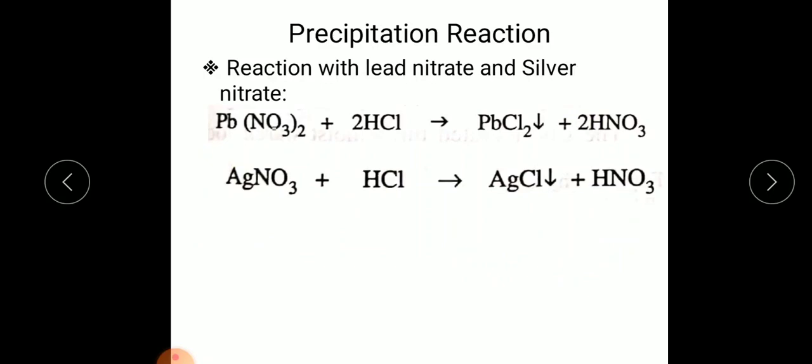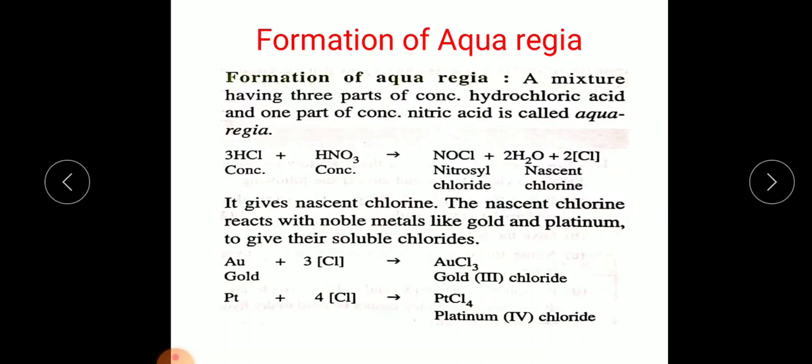Next, precipitation reaction, another type of reaction that hydrochloric acid undergoes. As we know, in a precipitation reaction, when two compounds react, a precipitate is formed. Reaction with lead nitrate and silver nitrate solution: when you take lead nitrate and hydrochloric acid, it forms a white precipitate of lead chloride and nitric acid. Similarly, when silver nitrate and HCl are treated, it forms a white precipitate of silver chloride, and nitric acid is formed.